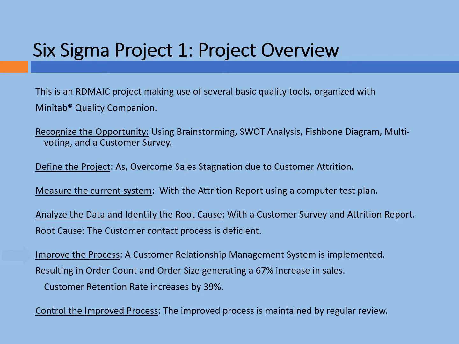Improve the process. A customer relationship management system is implemented, resulting in increases in order count and order size, generating a 67% increase in sales. Customer retention rate increases by 39%. Finally, control the improved process. The improved process is maintained by regular review.